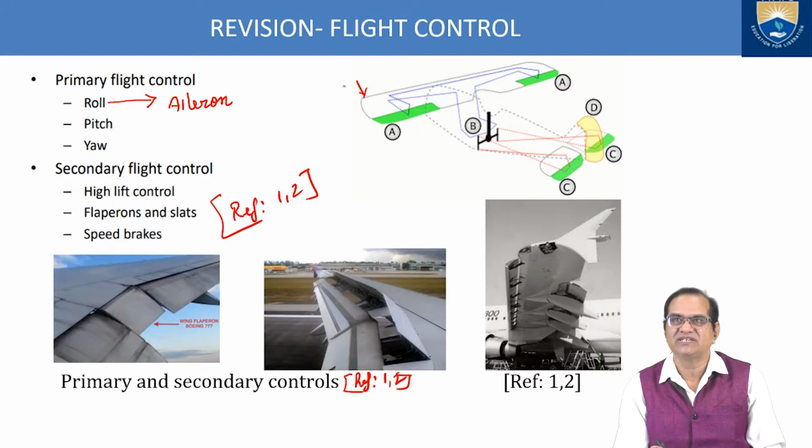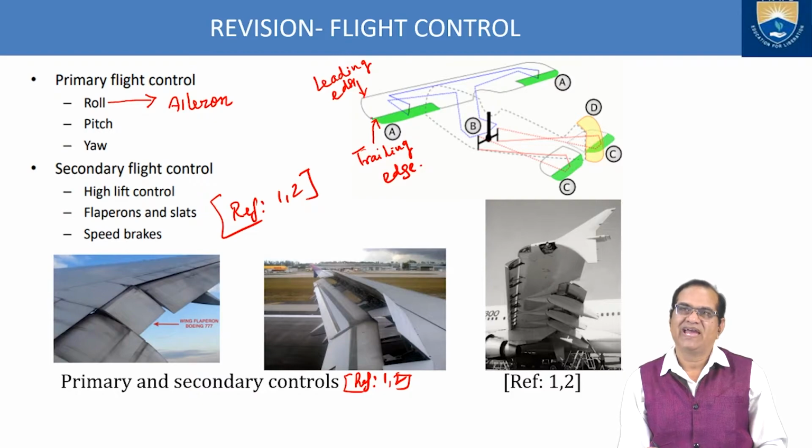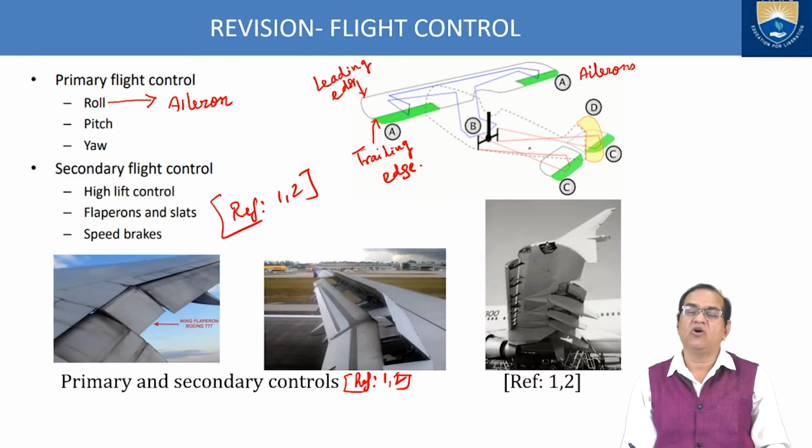So this is the leading edge, and this side is called the trailing edge. The location of these ailerons is at the tip, near the trailing edge, in both the wings, here and here. Both are the ailerons. Now, if I want to make a roll, what do I have to do?